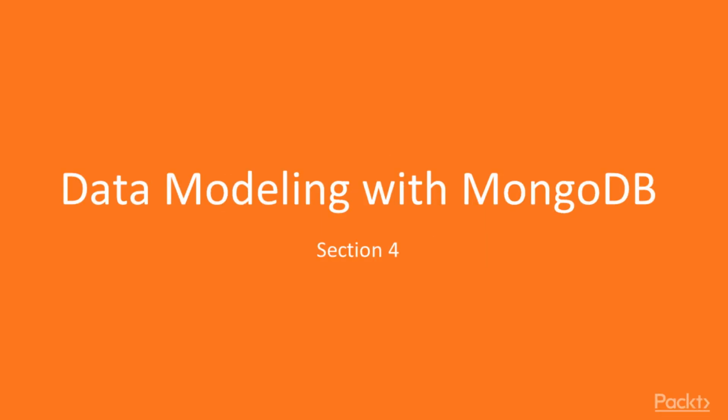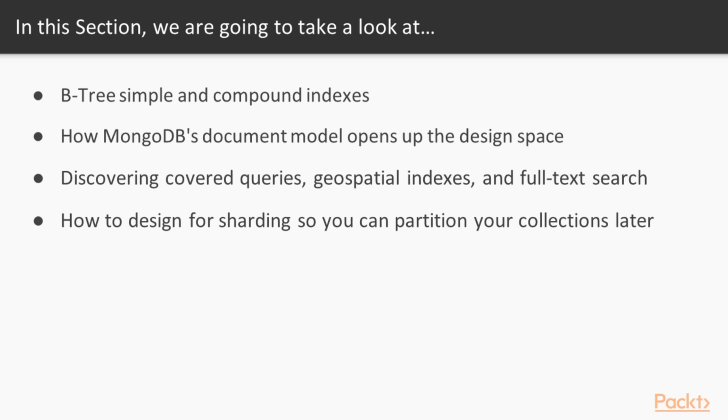Welcome to section 4. We're going to be covering a number of different topics on data modeling that will help you to get the most of your MongoDB performance. First, we're going to learn about basic indexing. This shows how MongoDB uses Btree indexes to give you fast lookups of your data.